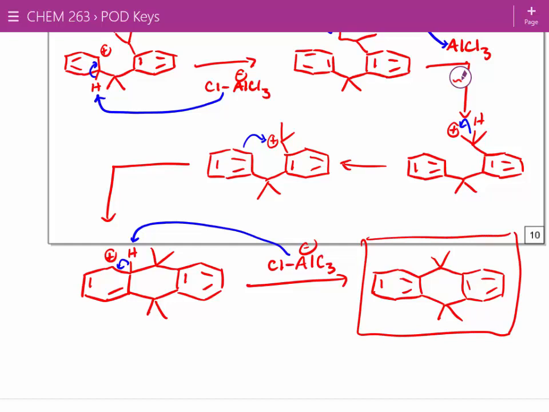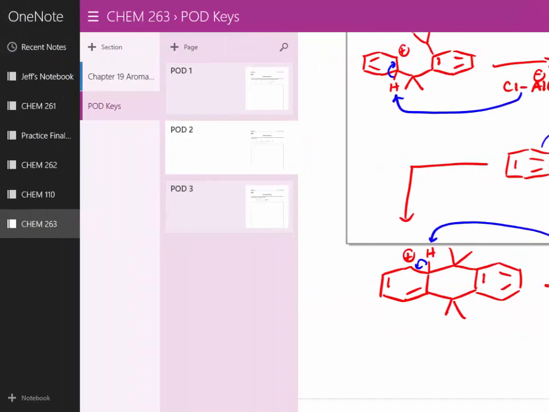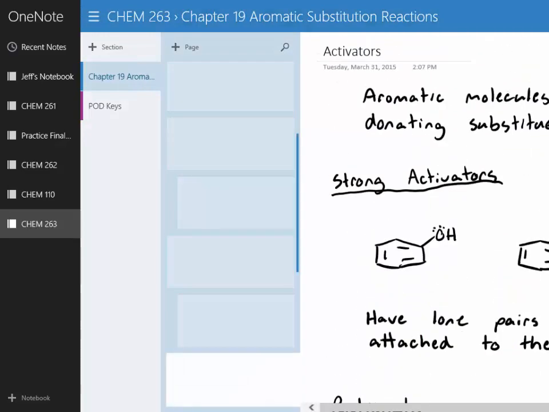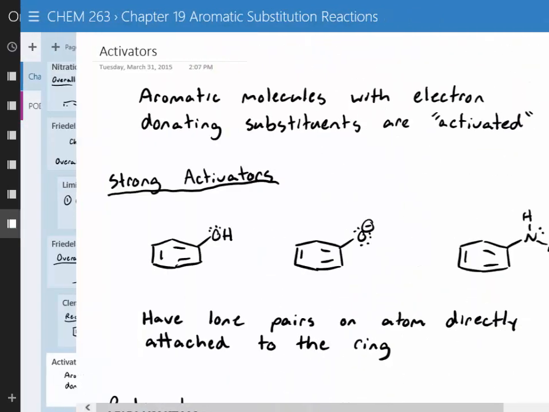So you wouldn't at all observe the product of the benzene ring added? Oftentimes when you do this, what you would observe is maybe a minor product that would be benzene added in, but the major product would be the cyclization. Most of the time, chemistry is not as clean as the book makes it out to be. You oftentimes get a mixture of products. Good question. All right, so let's switch back to chapter 19 on activators.